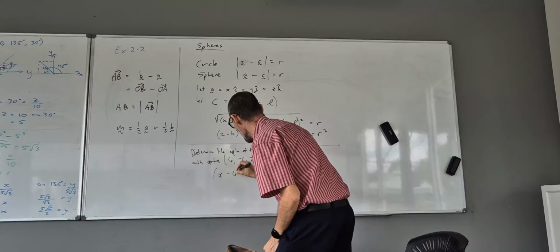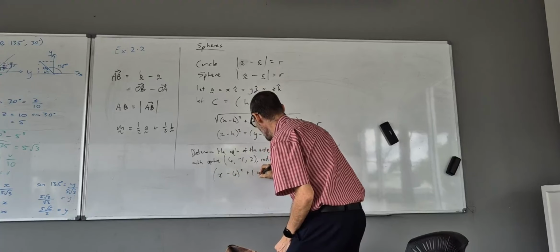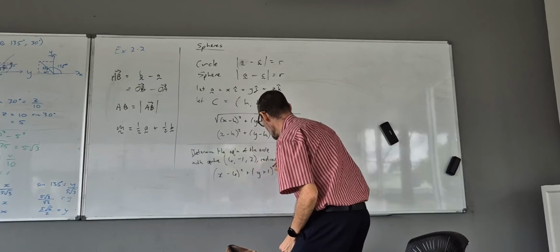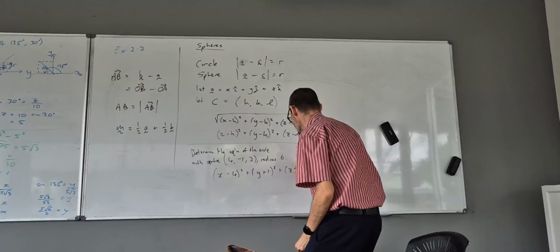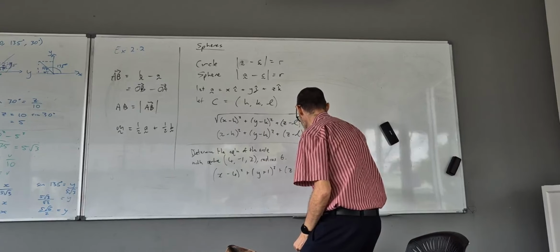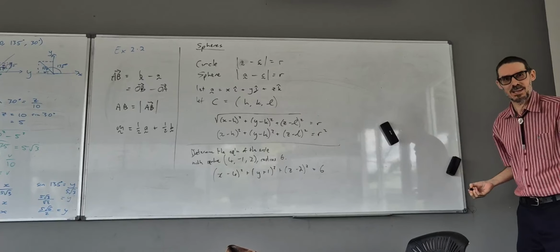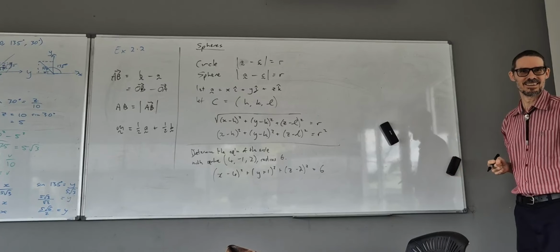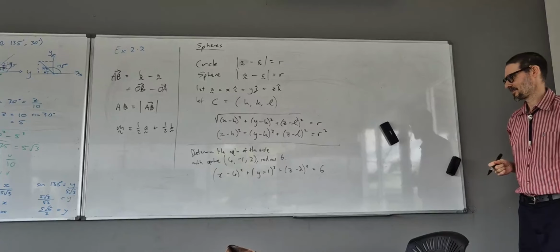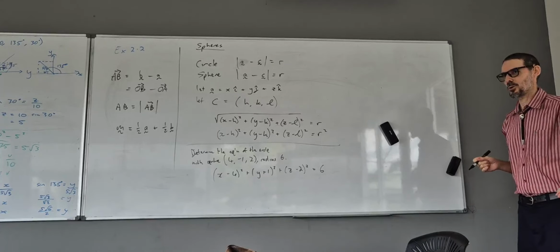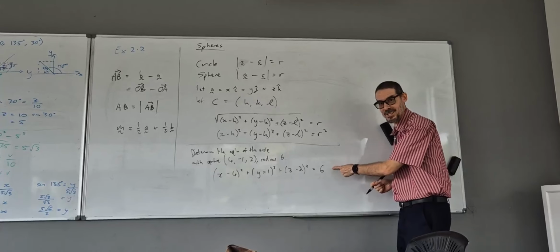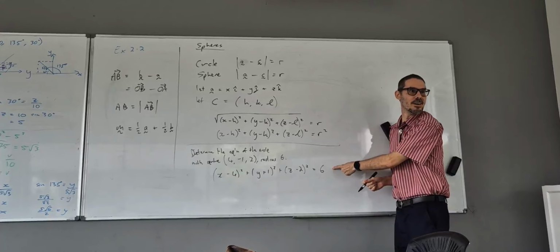(x − 4)² + (y + 1)² + (z − 2)² = 6. Oh, it's like a circle, but it goes longer. Yeah, it's a circle in 3 dimensions. That's a sphere. That's pretty cool. This is actually technically the Cartesian equation of a sphere.